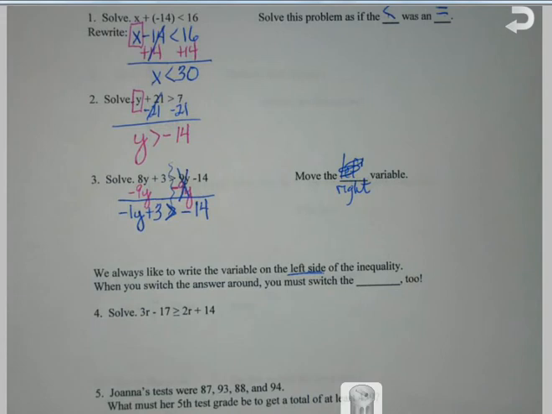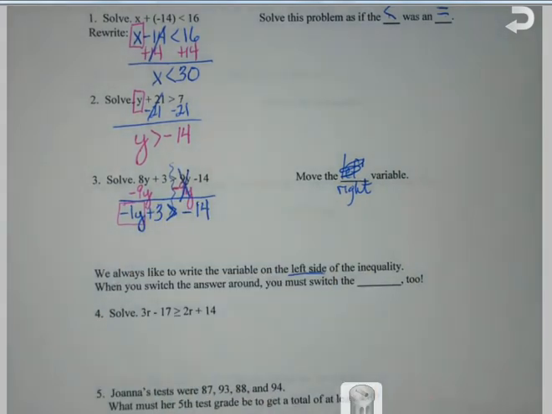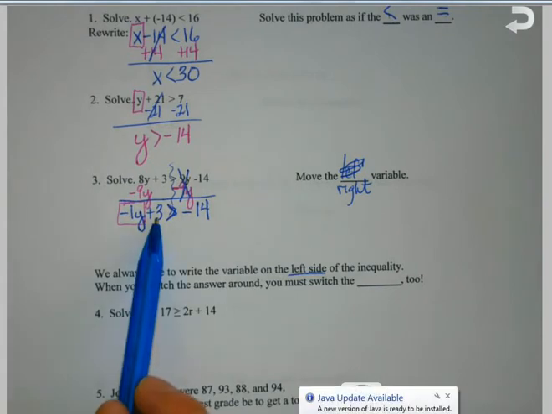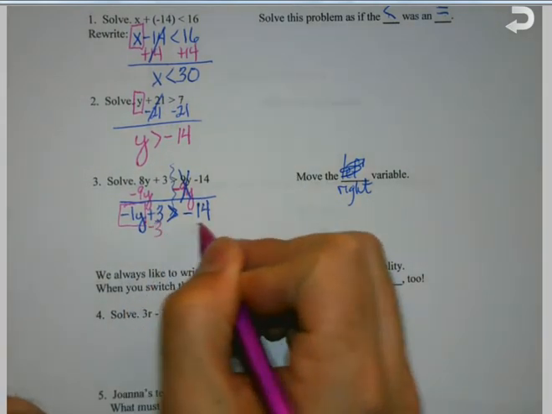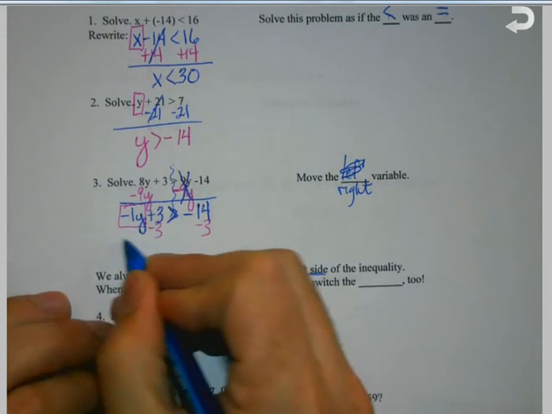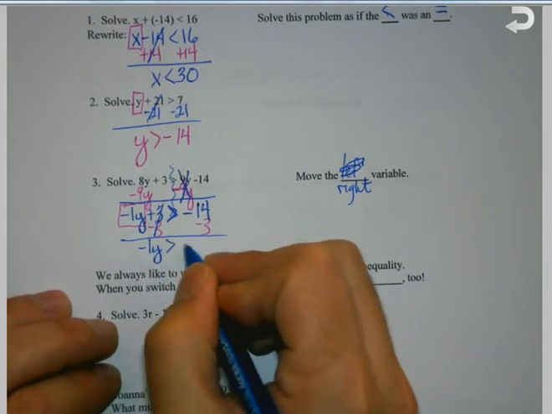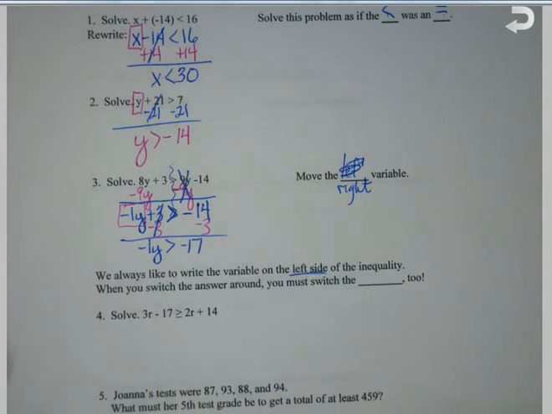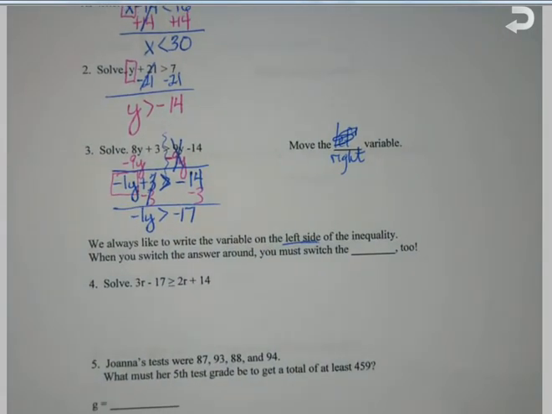So now it's more like a regular equation. My goal? Get that y term by itself. And I like boxing it in just to remind me what I'm doing. How do I get rid of this? Subtract it. So you're like, wow, this problem's a little longer. Sometimes they get a little longer. Okay, and then if I owe somebody $14 and I borrow 3 more, I've borrowed 17.